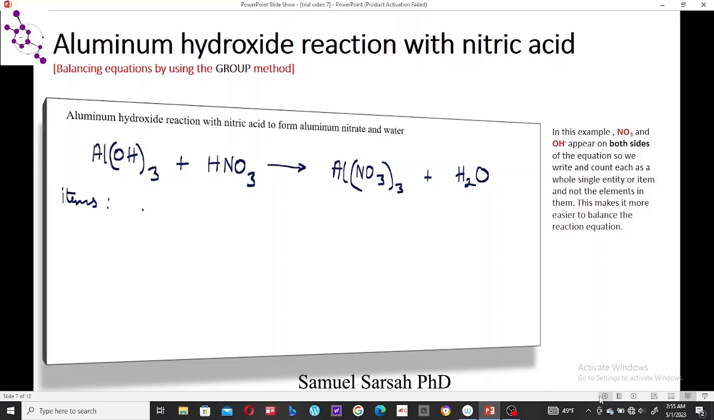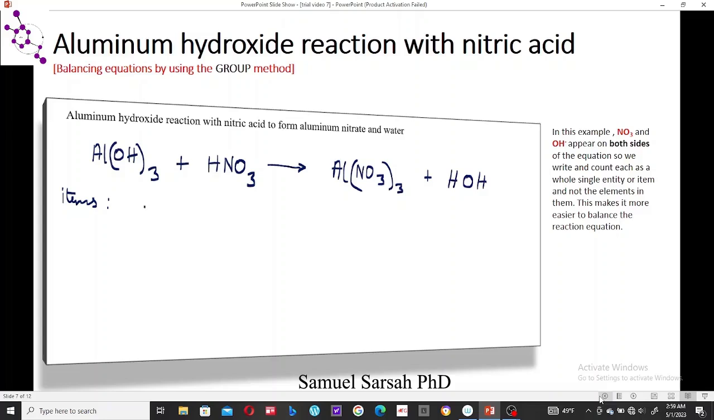So I'm going to use a grouping method. Now you'll notice here that instead of H2O, I wrote HOH, which is the same. I just wrote it this way to make the balancing much easier, since we have OH here. So we can have OH on both sides of the equation, both the left and the right side. In that case, we can group them together as an entity and balance the equation.